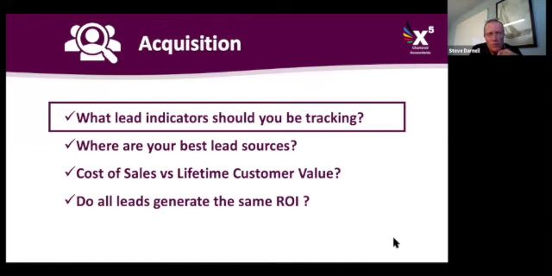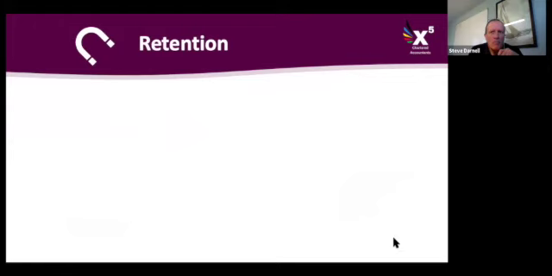Understanding and having a conversation with Mike and his team about the lead indicators to track and looking at that ROI would lead you into identifying the best sources of new client acquisition and identifying additional sources of client acquisition. Moving on to retention.